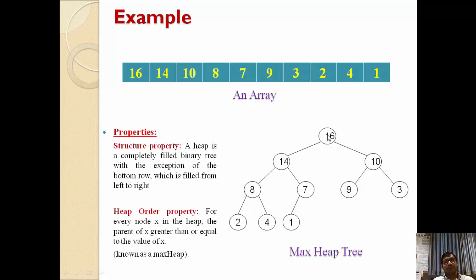So in this way 16 will be removed, 14 will be removed, 10 will be removed, then 9, then 8, then 7, then 4, 3, 2 and 1. In this way one by one all the elements will be removed, and all the elements we will store in reverse manner in one array, so that we can get the list of numbers in ascending order. And this is the basic concept of max heap tree, right?